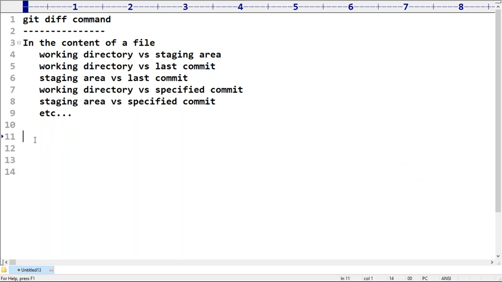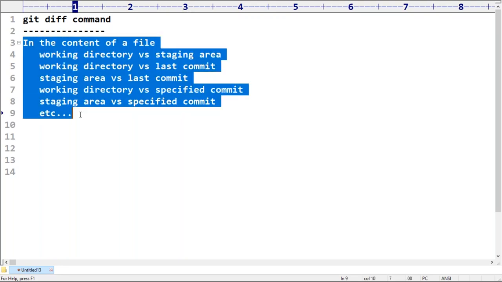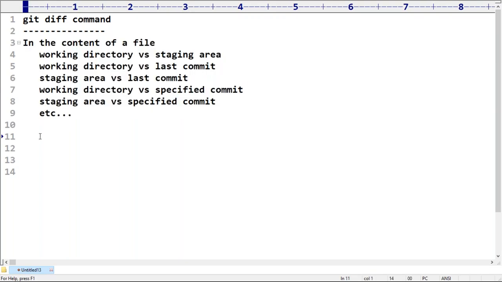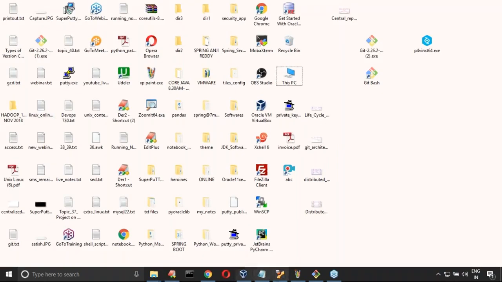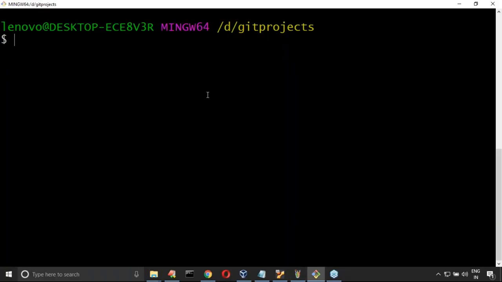Yes, good. Now, to explain this command, let me create one project and one environment, because multiple commits and multiple changes are required in the file. Observe very carefully, sir. It's just a small demo project I have to explain. For that demo project, I want to take two files, file1.txt and file2.txt. Before that, let me create a project.